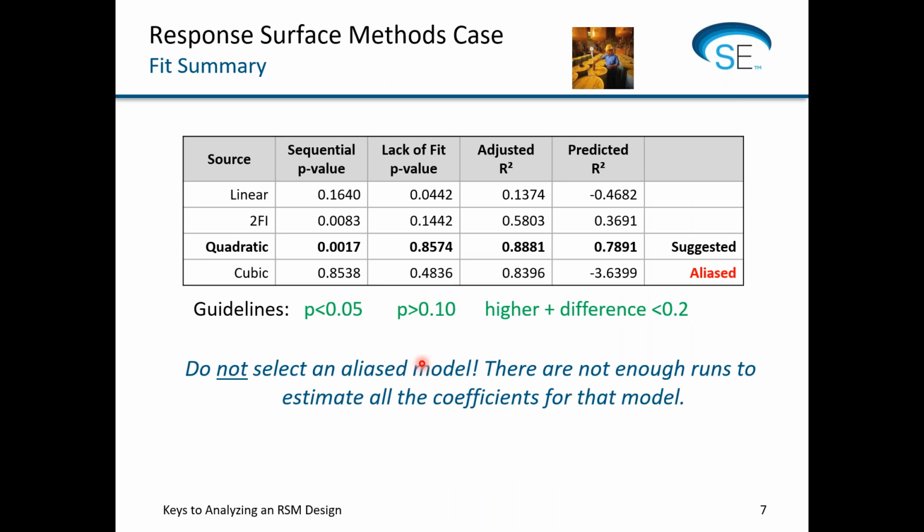Okay, so I'm going to go back to our fit summary screen. The last 2 columns in fit summary are the adjusted and predicted R-squared values. And the adjusted R-squared value tells you the amount of variation in this data that is being explained by this model. So the linear model is explaining about 13% of the variation in the data. The 2FI model is explaining about 58%. The quadratic model is explaining about 88%.